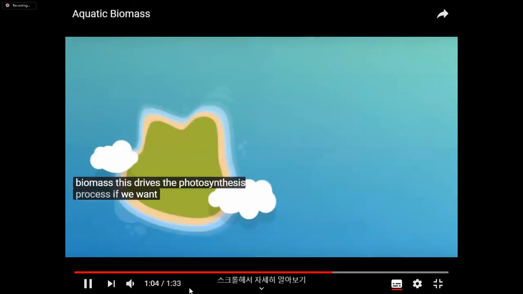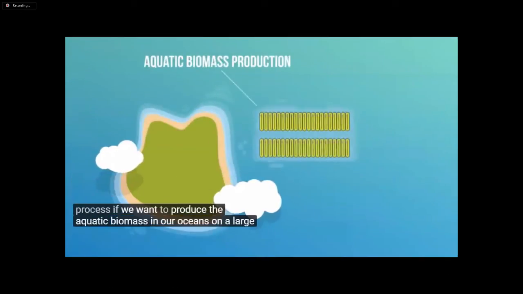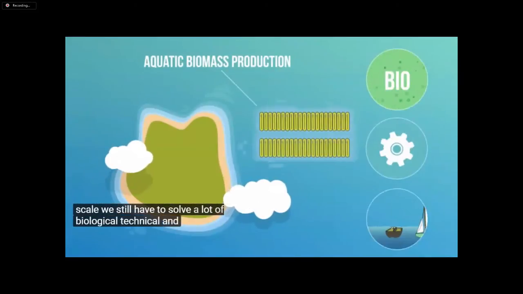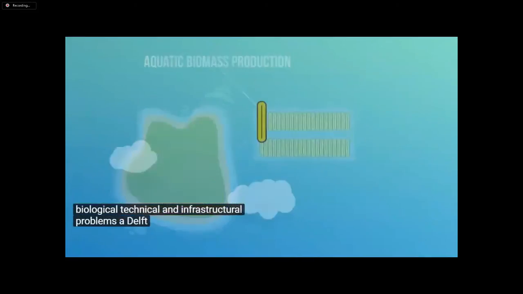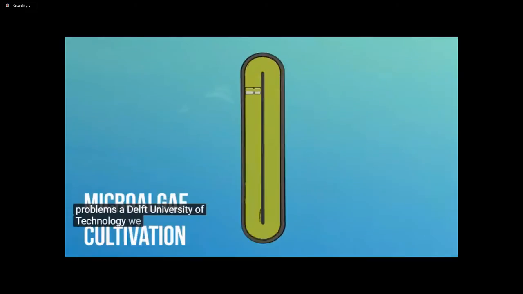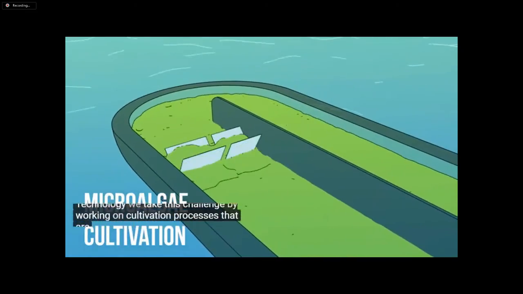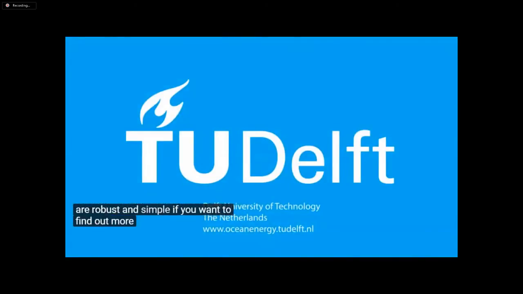If we want to produce aquatic biomass in our oceans on a large scale, we still have to solve a lot of biological, technical, and infrastructural problems. At Delft University of Technology, we take this challenge by working on cultivation processes that are robust and simple. If you want to find out more about ocean energy, go to the Delft University of Technology Ocean Energy website.